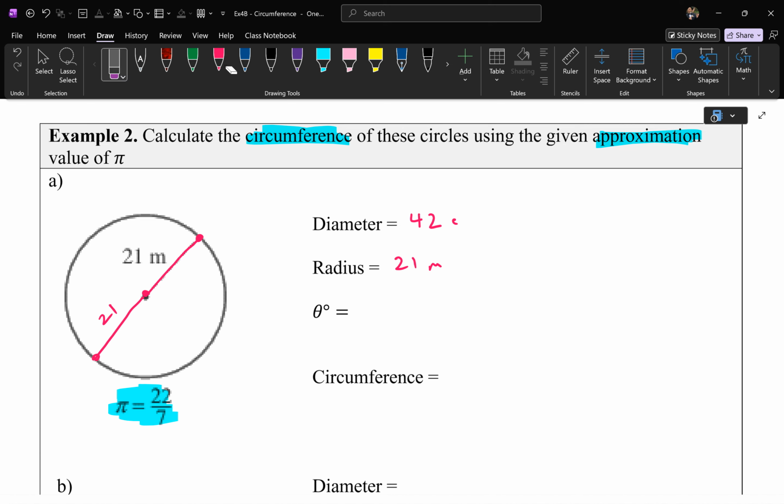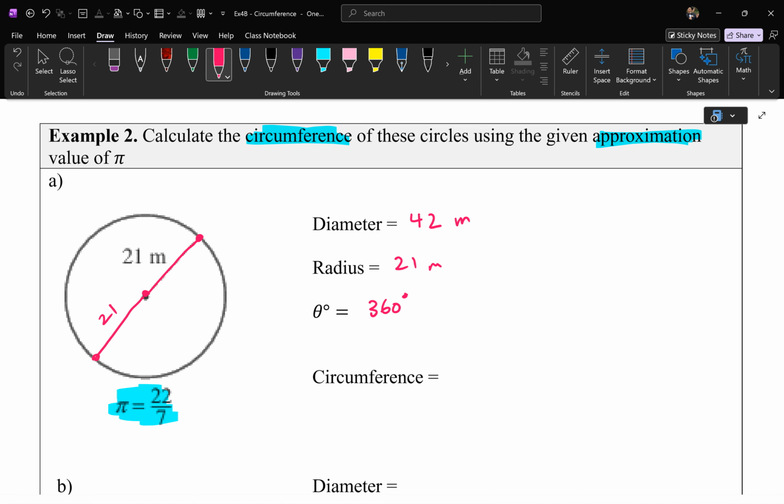Oh, sorry, this is meters. Do we want a full circle or not? Yeah, we do. We want the distance around a full circle. That's a full circle. So 360 degrees is the full circle.